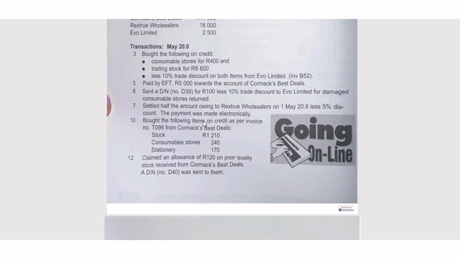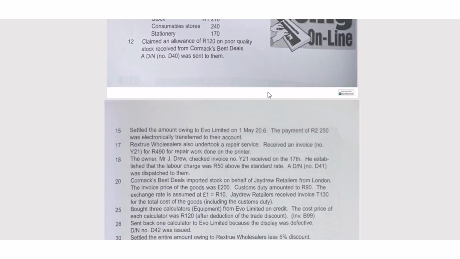Day 10, bought the following items on credit, CJ, so creditors journal. Day 12, claimed an allowance of poor quality. So there we can once again see an allowance, and debit note indicates to us creditors allowances journal.